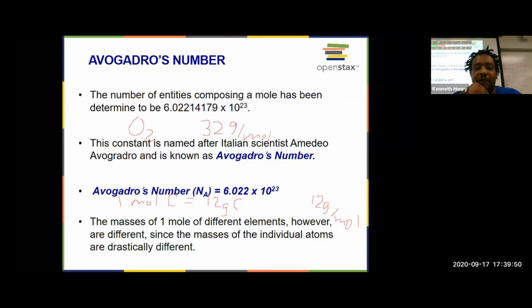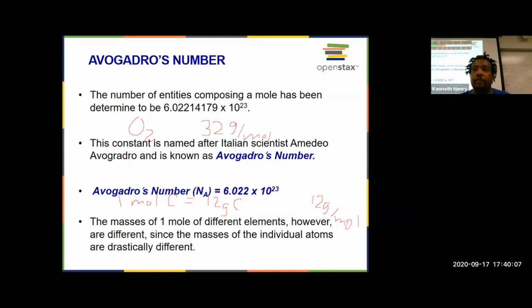Okay, so we were talking about oxygen being 32 grams per mole, right? Because it's oxygen gas and that's its natural state. Yes. Okay, so we're all good. We understand that, right?